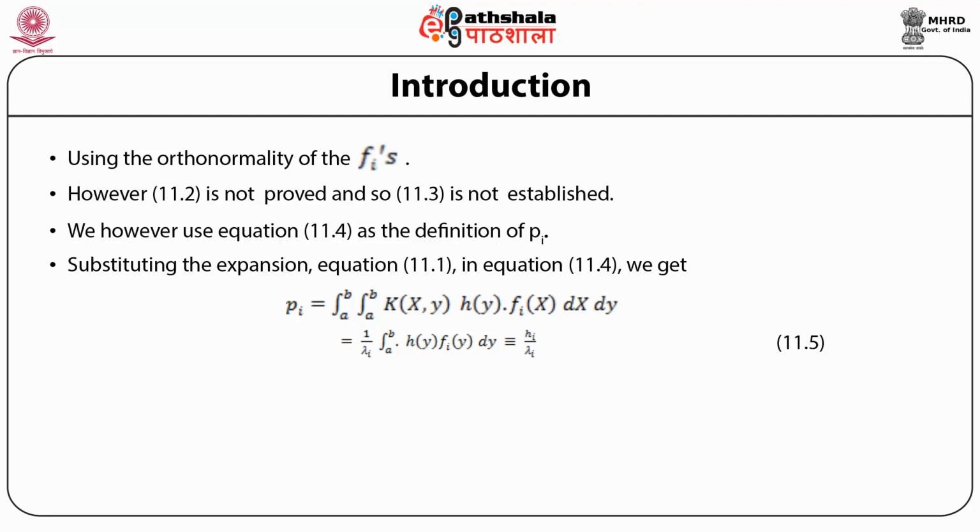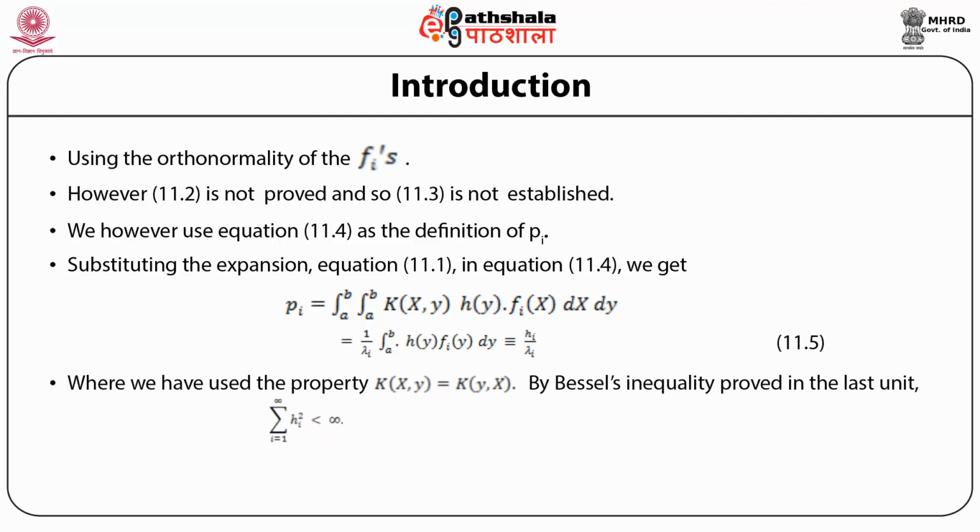So we will use this as the definition of p_i, substituting the expansion equation 11.1 in equation 11.4. We get p_i is equal to the double integral over dx and dy from a to b of k(x,y) h(y) phi_i(x) dx dy, which is equal to 1 upon lambda_i times the integral from a to b of h(y) phi_i(y) dy, which is equal to h_i by lambda_i, where we have used the property that the kernel is symmetric. Then by Bessel's inequality proved in the last unit, we have the sum over i equal to 1 to infinity of h_i squared is less than infinity.